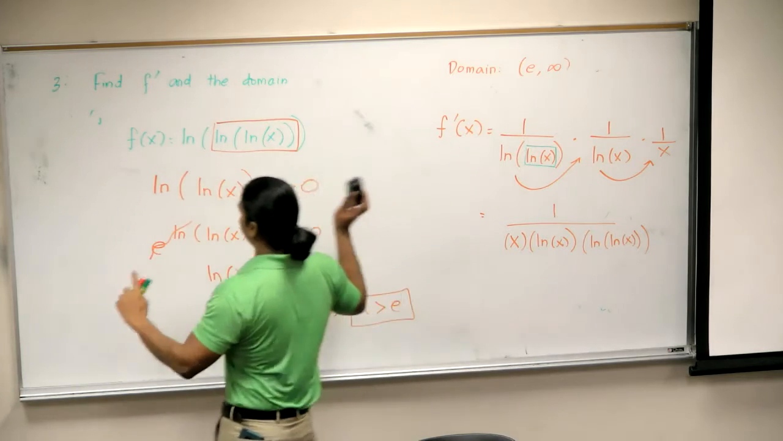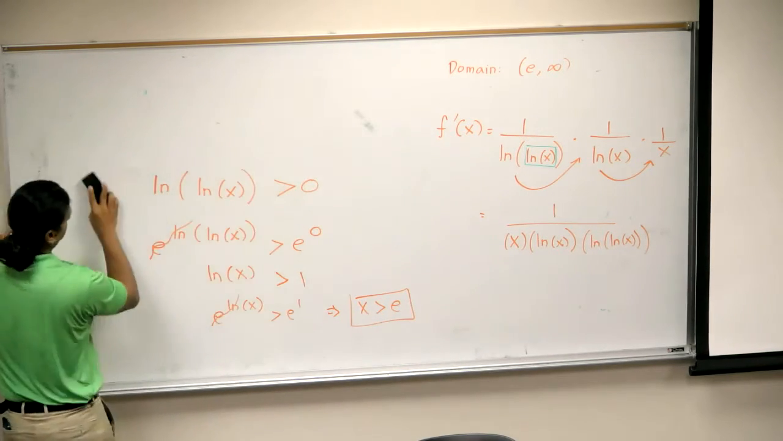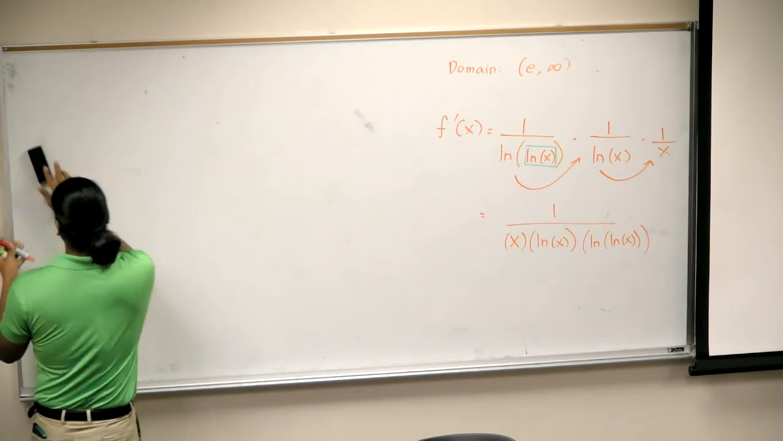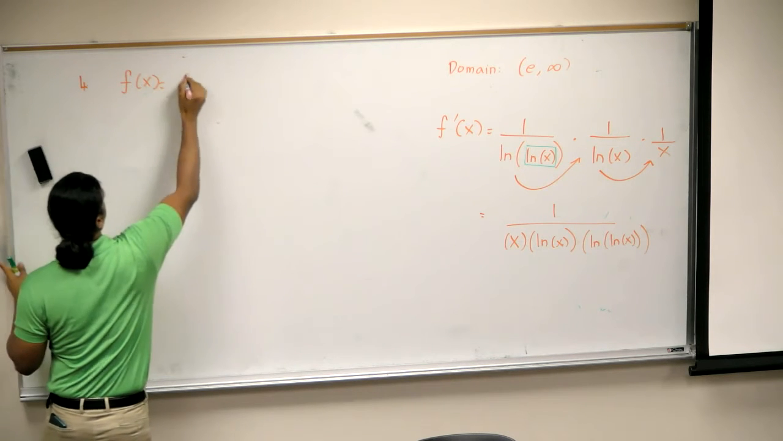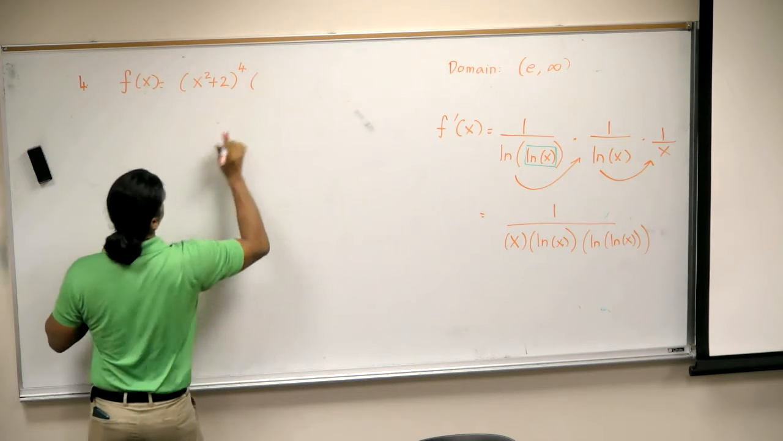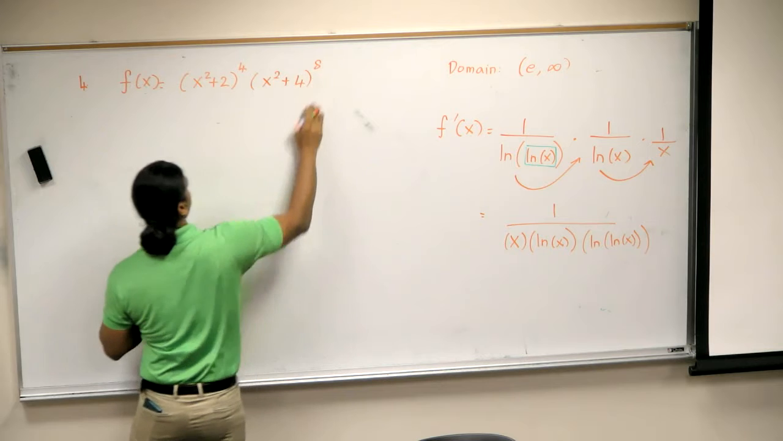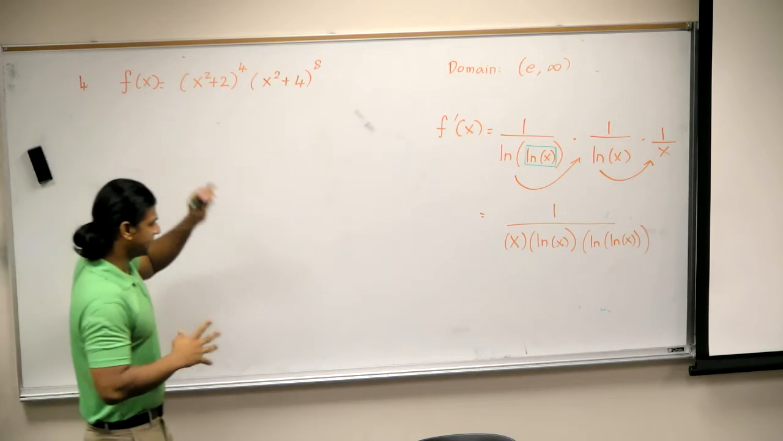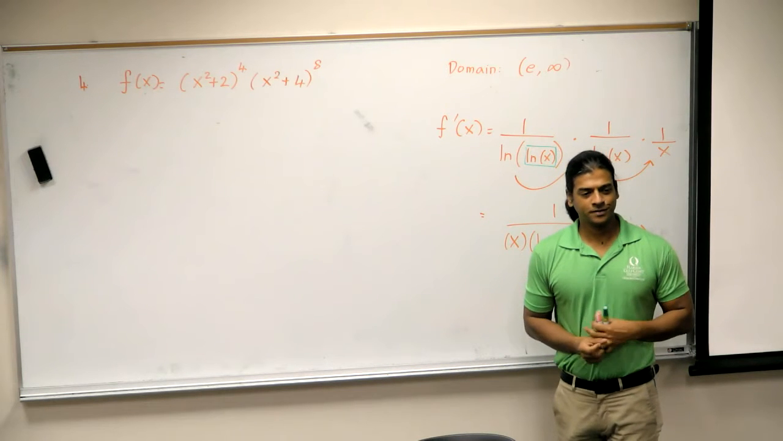Here comes one of the most important reasons for logarithmic differentiation. Let's say we have f of x equals x squared plus 2 raised to 4 times x squared plus 4 raised to 8. Things like these do happen in mathematics. But how would you want to do this problem?